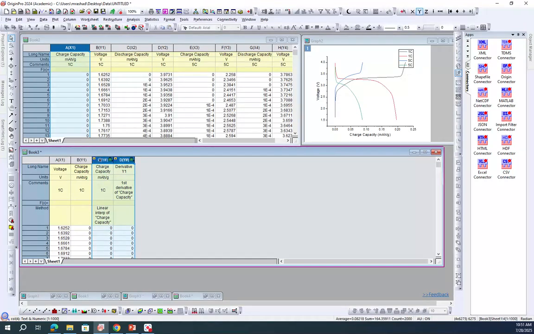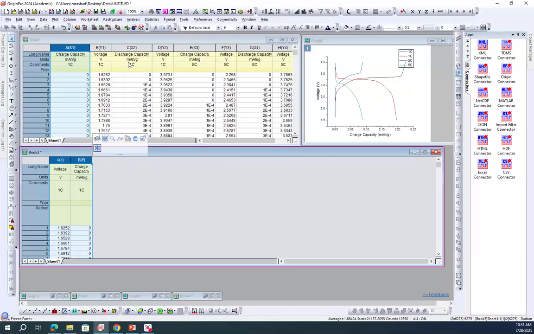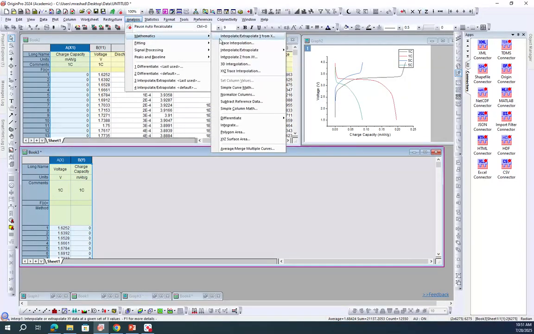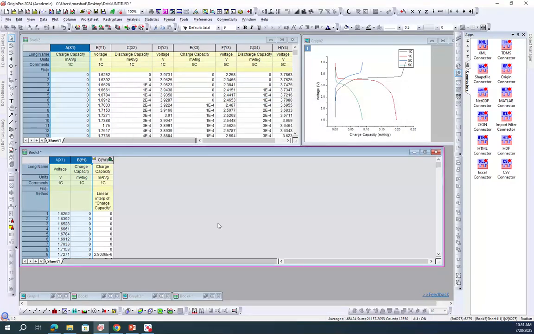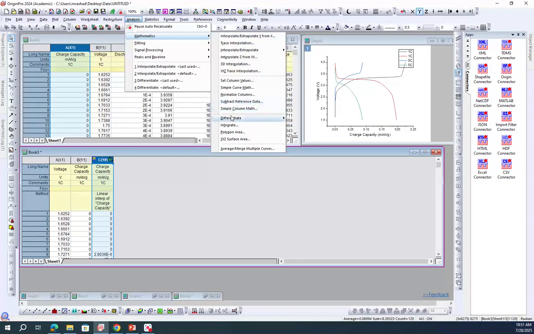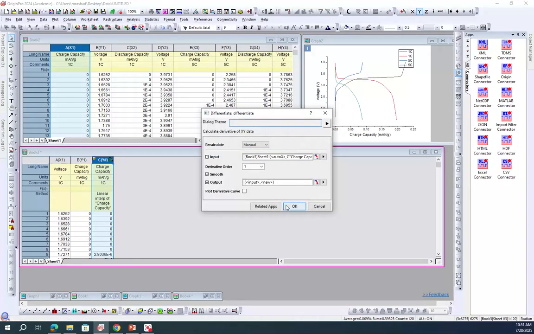Okay, I will delete the data. Again, select the data, Analysis, Mathematics, Interpolate, Open Dialog, and instead of auto I will choose some value, for example 120, and keep the others the same, but remove the auto option. Click OK, and now I will differentiate: Analysis, again Mathematics, and Differentiate, and click OK.